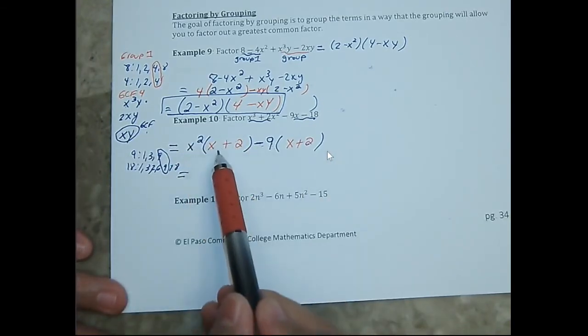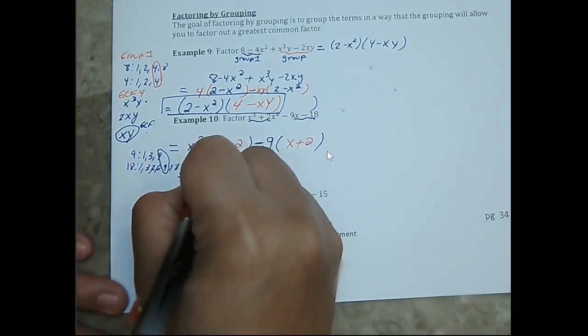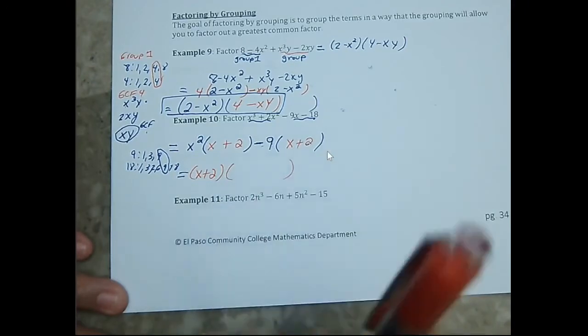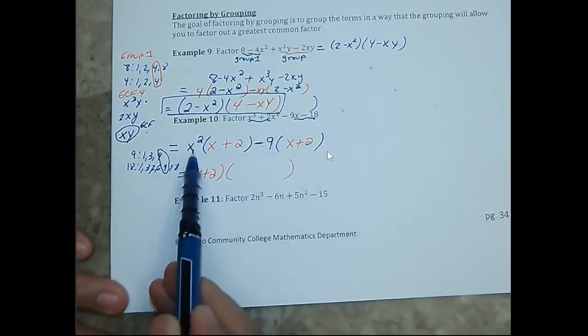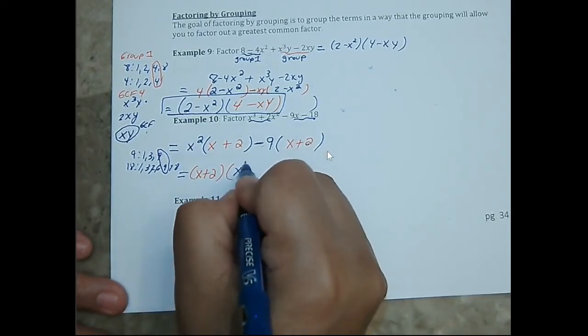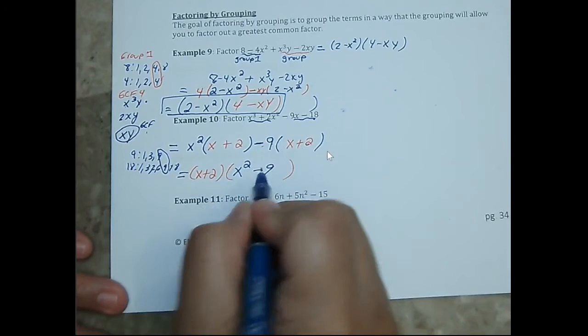So now we can see that x plus 2 is what they have in common. So I'm going to factor that out to the front. And if I do this, then x plus 2 is going to come out to the front, leaving me with an x squared. x plus 2 will come out to the front, leaving me with a minus 9.